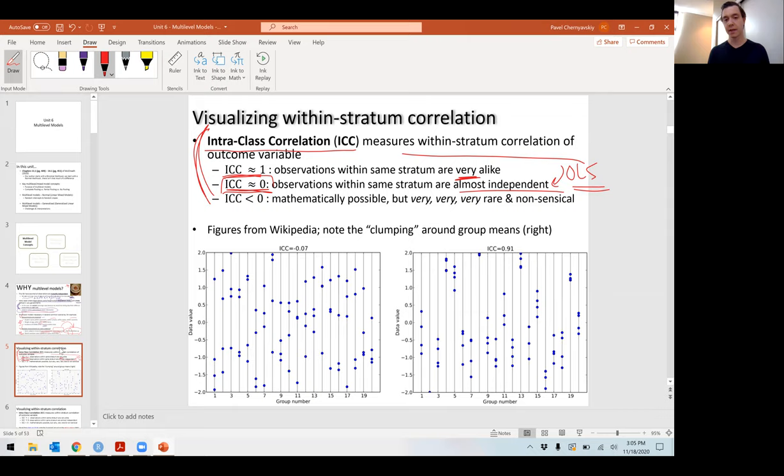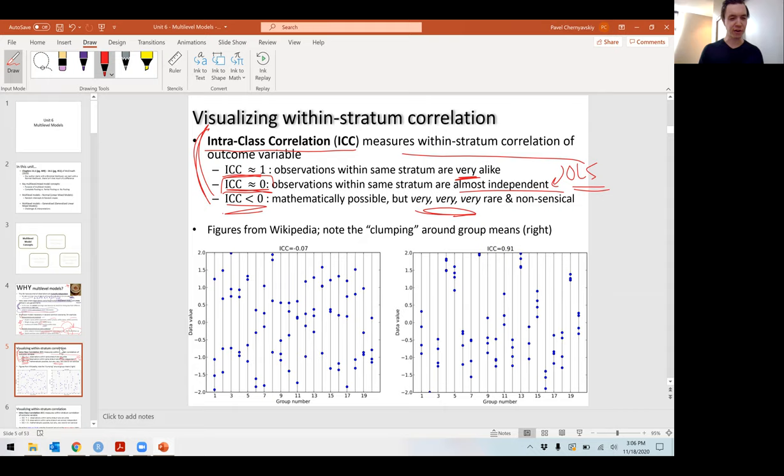An intra-class correlation of less than zero is mathematically possible. If you're collecting data over time and there's a negative autocorrelation, then ICC will be less than zero, but it's very, very, very rare and often nonsensical. But again, I'm very careful to say never. I rarely say never. I hope that is true across these videos.